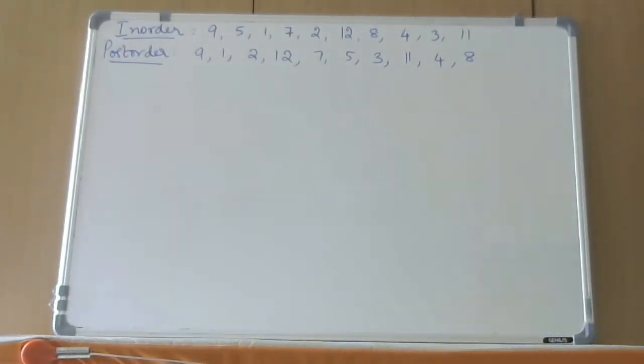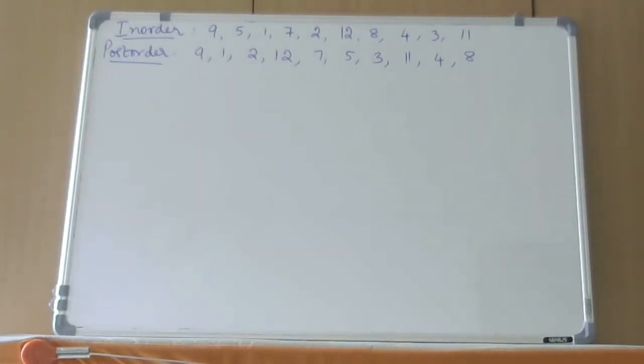In this example, we are given the in order. I said in addition to in order, we should have either preorder or post order. One of them we should have. In the last two examples we saw, we were given in order and preorder. Now we are seeing in order, and we are given post order. So how to construct the tree?